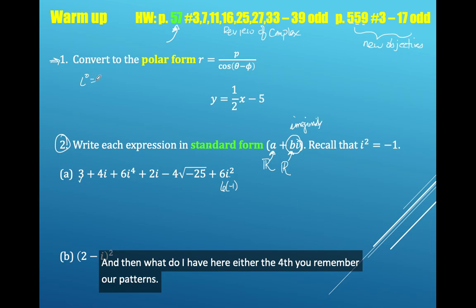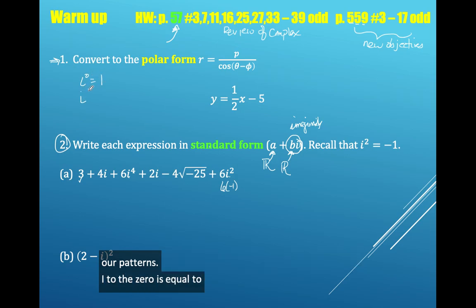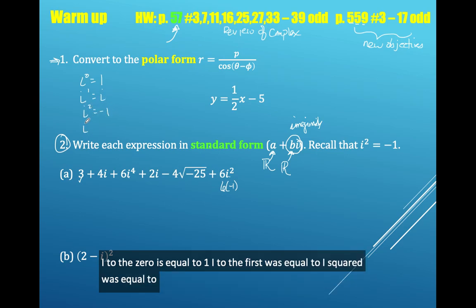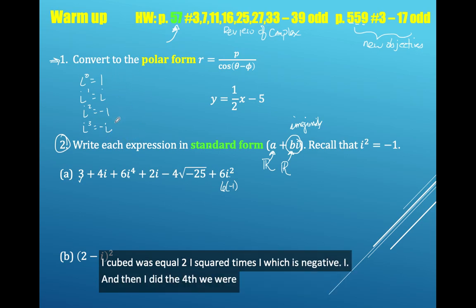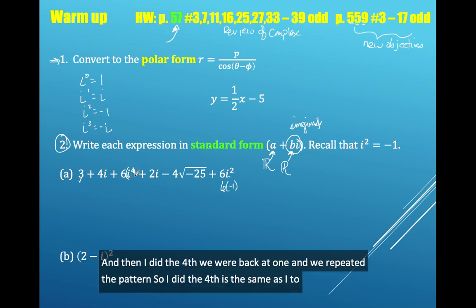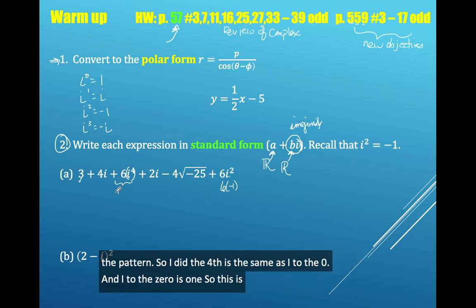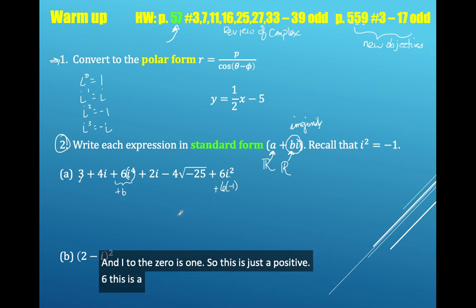i to the 0 is equal to 1. i to the 1st was equal to i. i squared was equal to -1. i cubed was equal to i squared times i, which is -i. And then i to the 4th, we were back at 1 and we repeated the pattern. So i to the 4th is the same as i to the 0. And i to the 0 is 1, so this is just a positive 6. This is a -6, plus 6 times -1 is a -6.